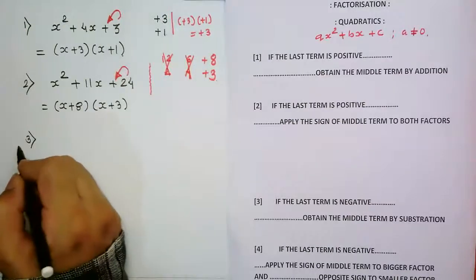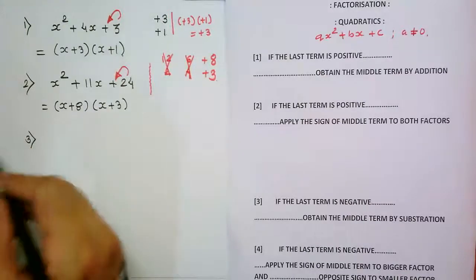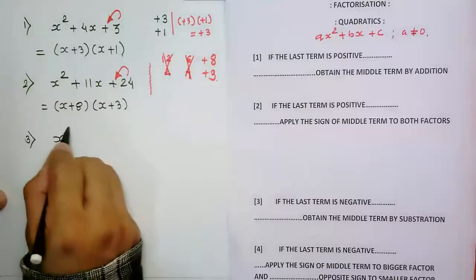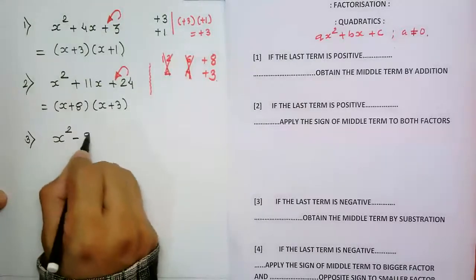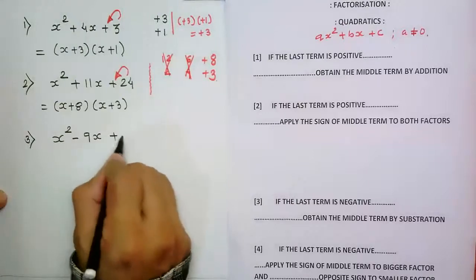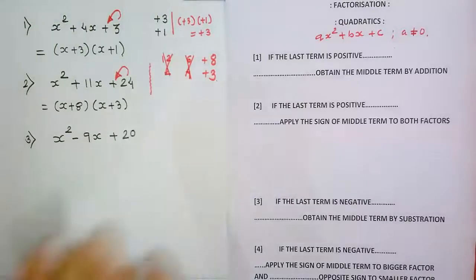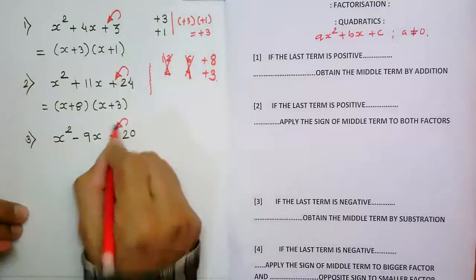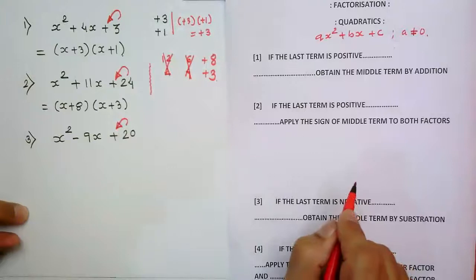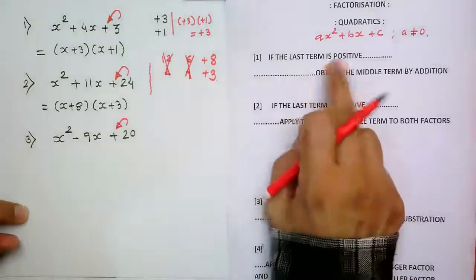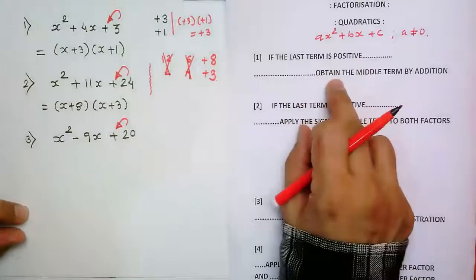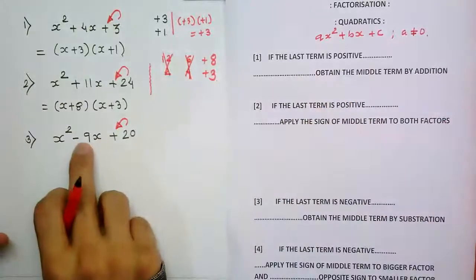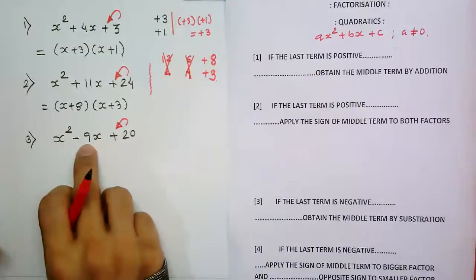Third example, I should involve some negative numbers in it. x squared minus 9x plus 20. Okay. Again, look into the sign of the last term. This last term is positive. If the last term is positive, obtain the middle term by addition. So I have to obtain this 9 by addition.